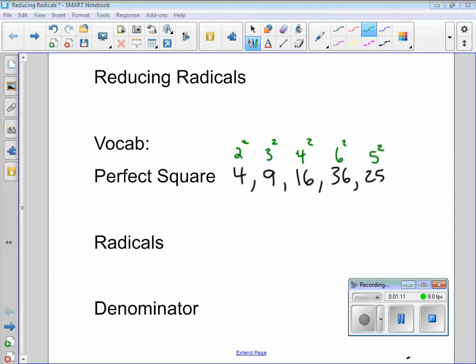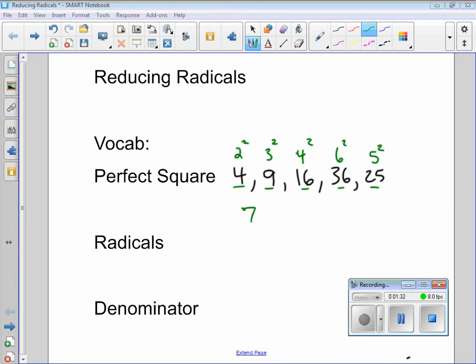Right? So 2 is not a perfect square. 3 is not a perfect square. In this case, 4 is a perfect square, but 4 squared creates 16. 6 is not a perfect square. 5 is not a perfect square. But when we take the square root of the perfect squares, we can pretty much do this in our head.